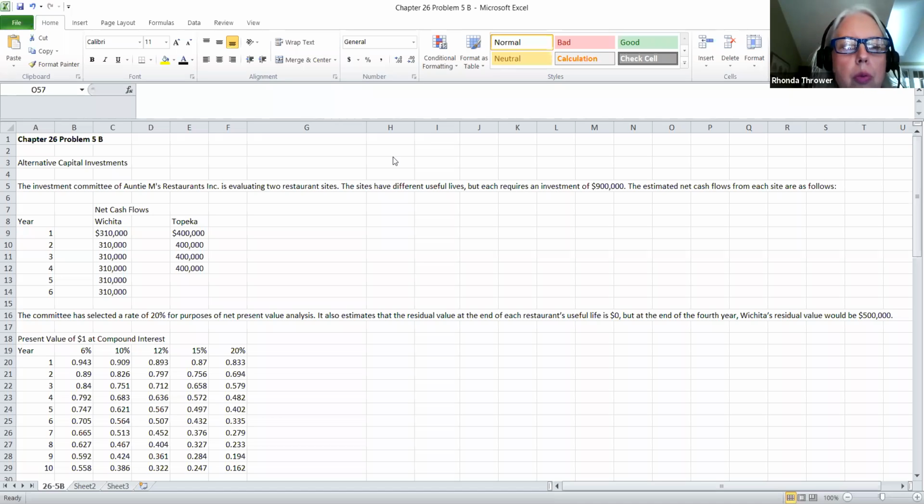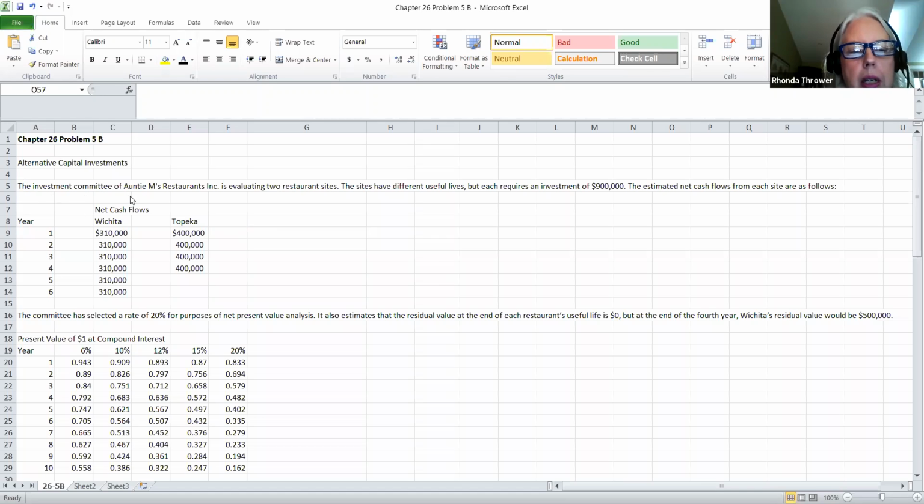You should be able to see now chapter 26, problem 5B. And what we're doing in chapter 26 is we're evaluating capital investments that we might invest in. You can do that using present value techniques, and in this problem, we're going to use present value techniques to evaluate each one of these investments.